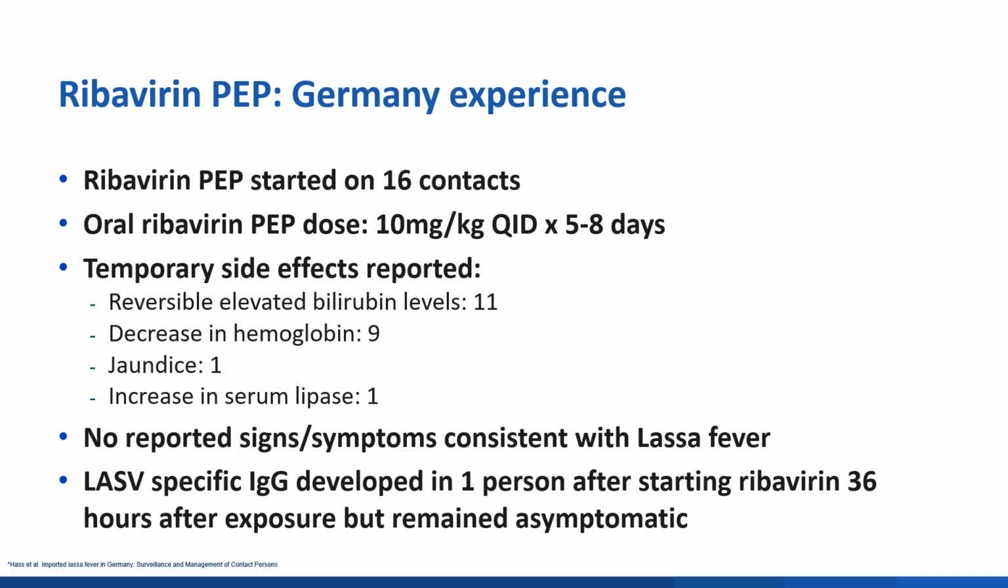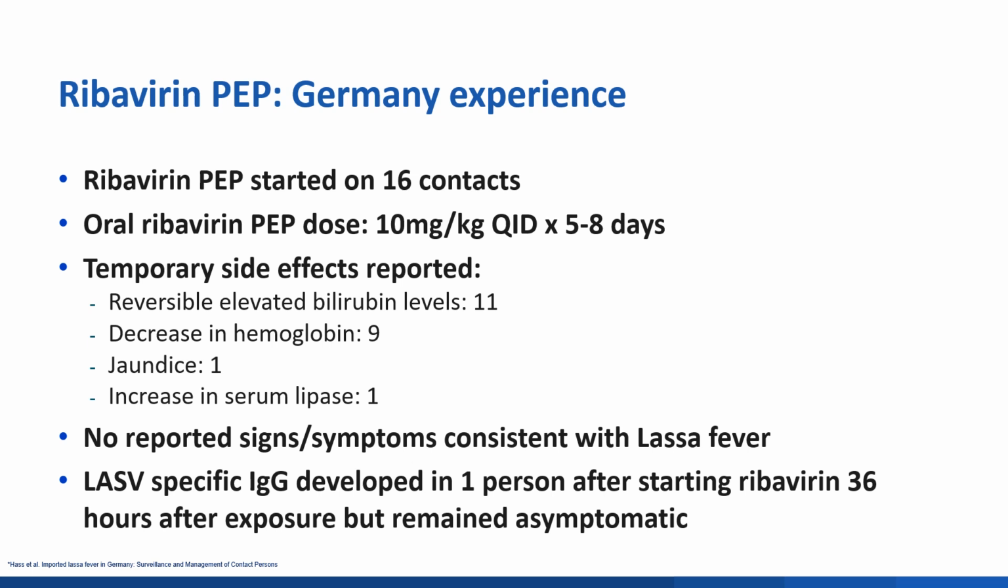In this instance, oral ribavirin was administered at a dose of 10 milligrams per kilogram 4 times a day for 5 to 8 days. Temporary side effects were reported among those who were given oral ribavirin PEP, including reversible elevated bilirubin levels in 11 people and decreased hemoglobin in 9 people.